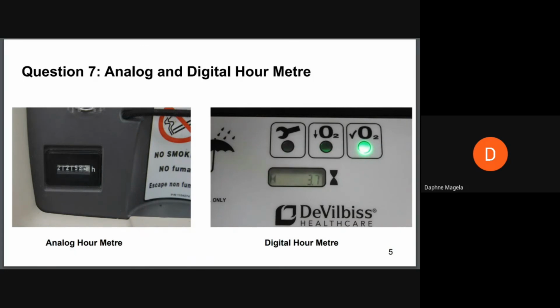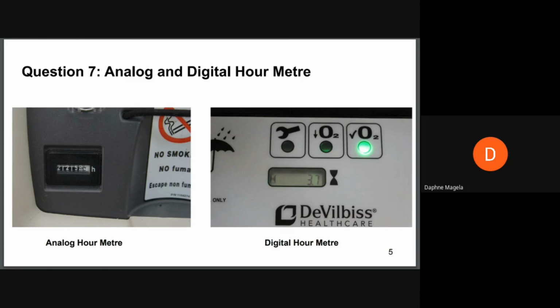And for new models, the meter is digital, as we can see on the graphics examples of an analog and a digital hour meter. While the digital version is cheaper, if there is a problem with the control board, the number of hours on the concentrator can be lost.